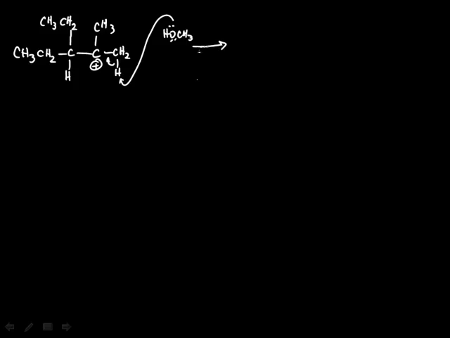And this would lose methanol and give us an alkene with the following structure: CH3, CH2, where the double bond will be established here, and there will be a CH3 group left here. Okay.